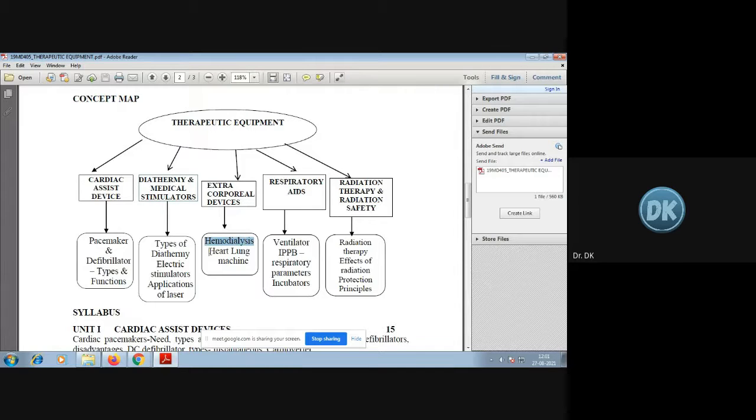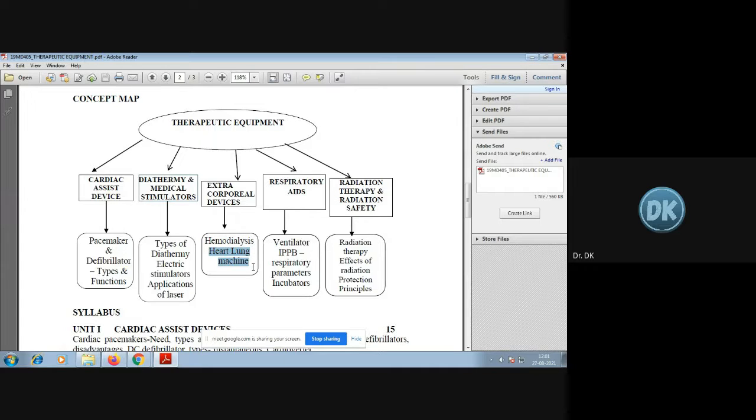So here we have two different groups. One is hemodialysis, another one is the heart lung machine. Hemodialysis equipment deals with the kidney function. When the kidney is not functioning properly, this dialyzer will be connected to the patient and it will perform the action of the kidney. It will purify the blood, remove all the waste materials from the blood, and return the purified blood to the body. So that is hemodialysis.